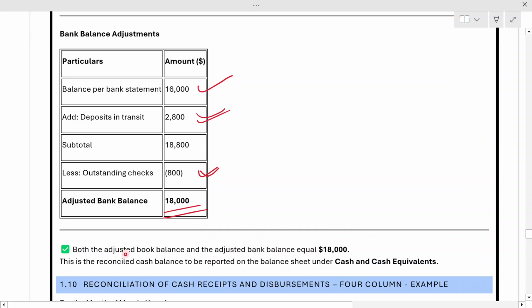Now we can say that your adjusted book balance and adjusted bank balance equal 18,000, and this will be shown under cash and cash equivalents in your books of accounts.